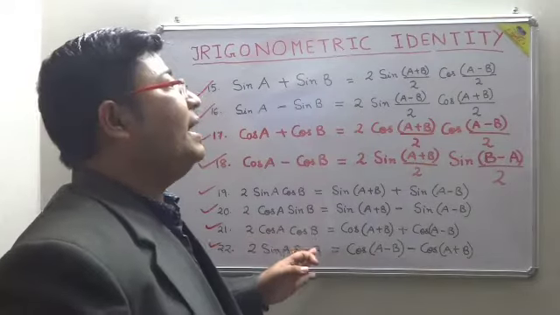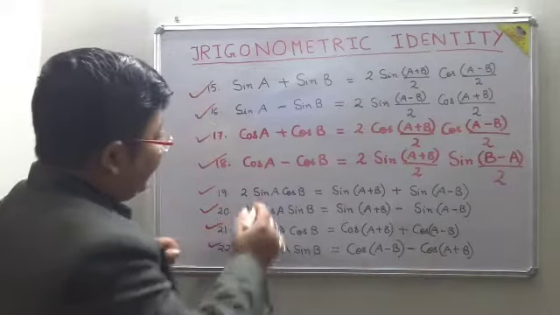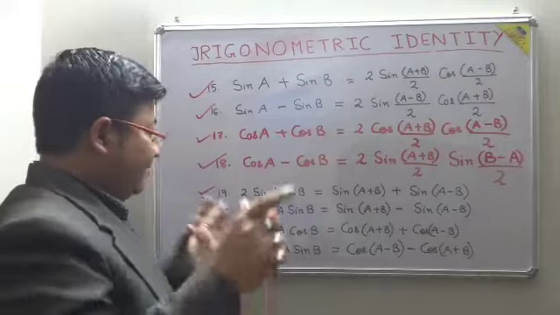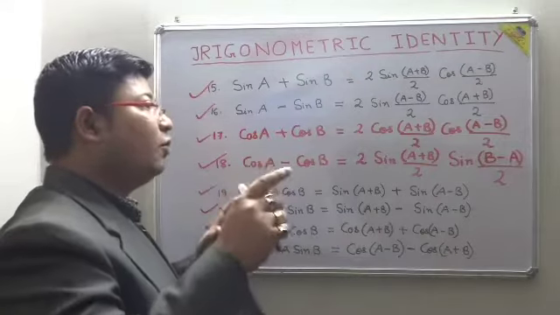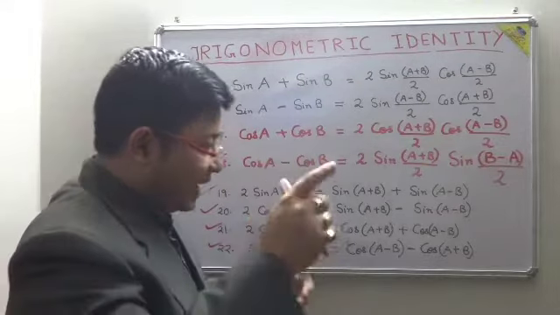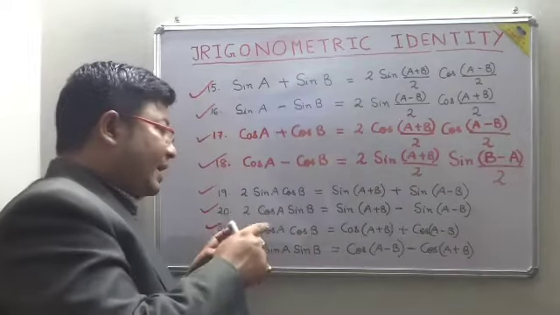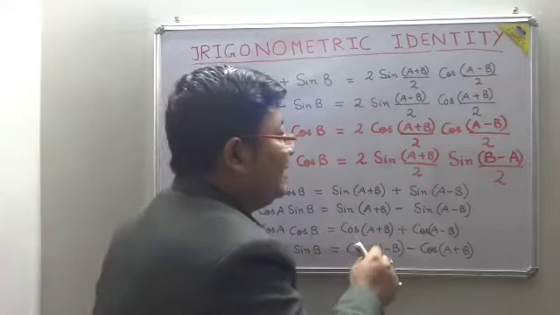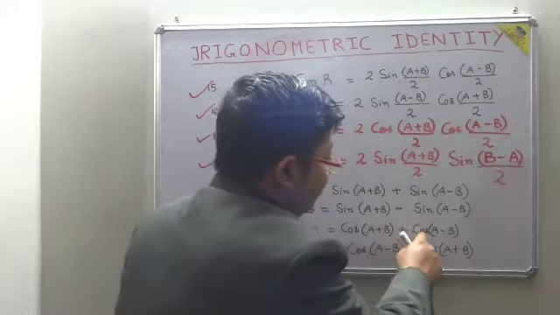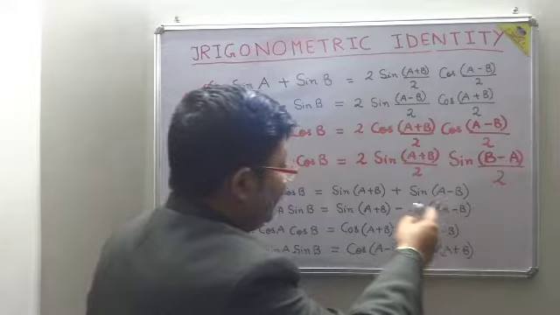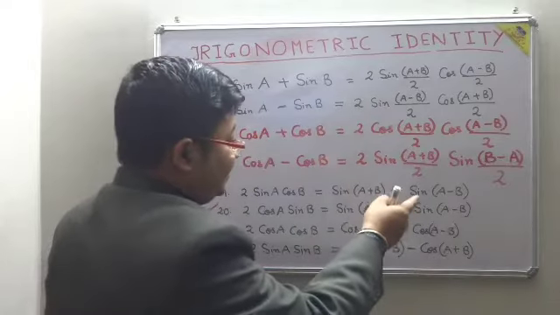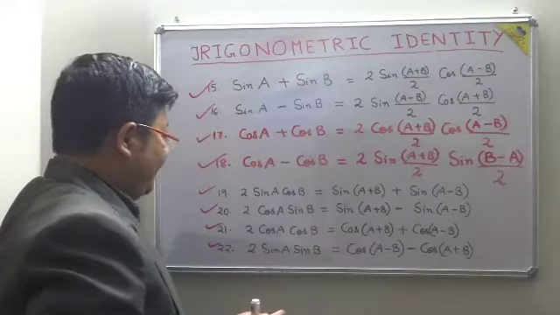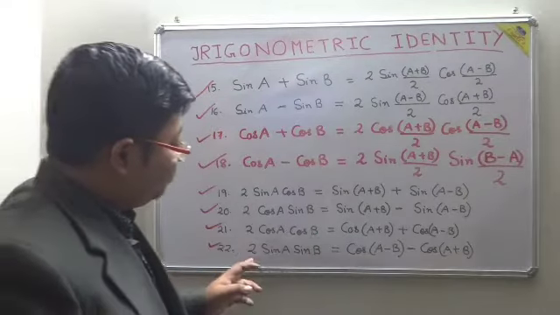See, 2 cos A cos B. If it is sin and cos, go for the sin(A plus B) plus sin(A minus B) formula. If it is 2 cos A sin B, then go for the sin(A plus B) minus sin(A minus B) formula. If it is 2 cos A cos B, then go for cos(A plus B) plus cos(A minus B), because cos A cos B minus sin A sin B plus cos A cos B plus sin A sin B, the sin A sin B terms cancel out. We will get 2 cos A cos B. Okay. For number 22, 2 sin A cos B.